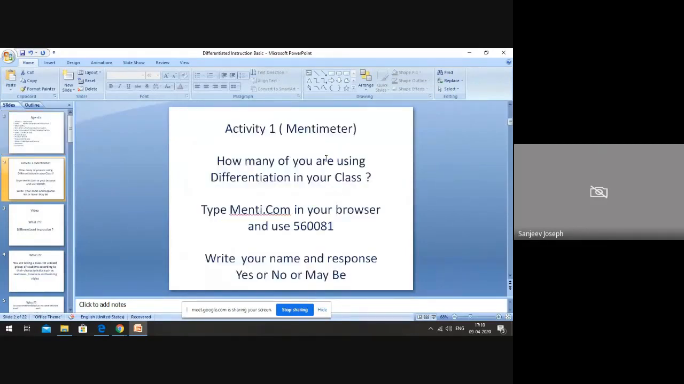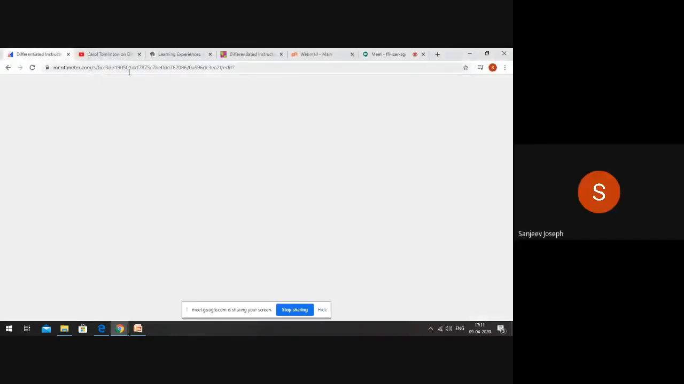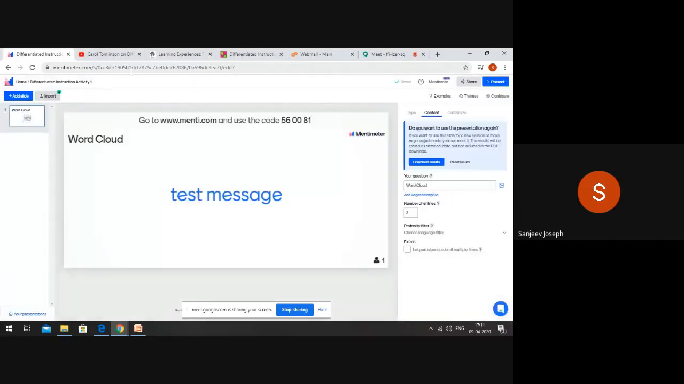How many of you are using differentiation in your class? You can do this in two ways. First, type menti.com in your browser and use 560081 and write your name if you want and respond yes, I'm using, no, or maybe. The other way is that I'll share the link in the chat box, and you can use that directly for posting your responses.